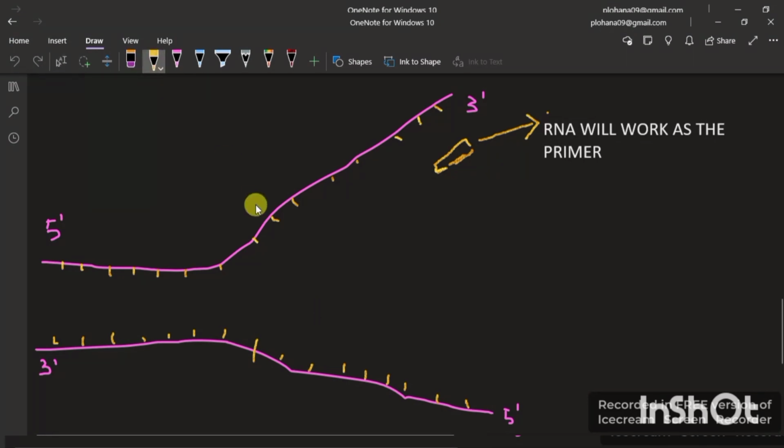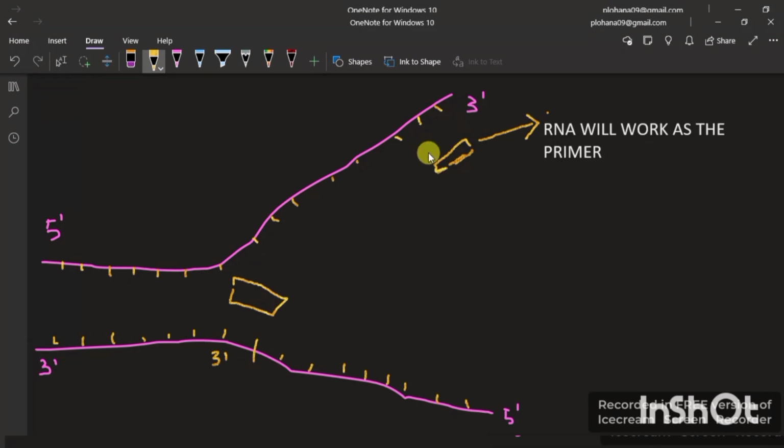Alright, and we know that DNA dependent DNA polymerase will always make the strand from the 5' to the 3' end. Like if this is the 3' end, then here must be the 5' end. So we have to put the primer here because DNA dependent DNA polymerase will always make the strand from the 5' end to the 3' end. Alright, so now we have put the primers. These primers are pieces of RNA.